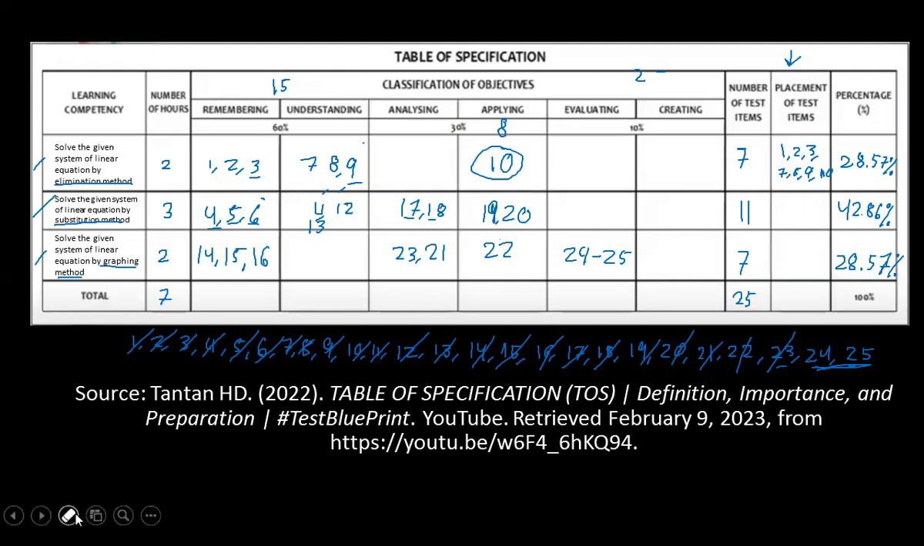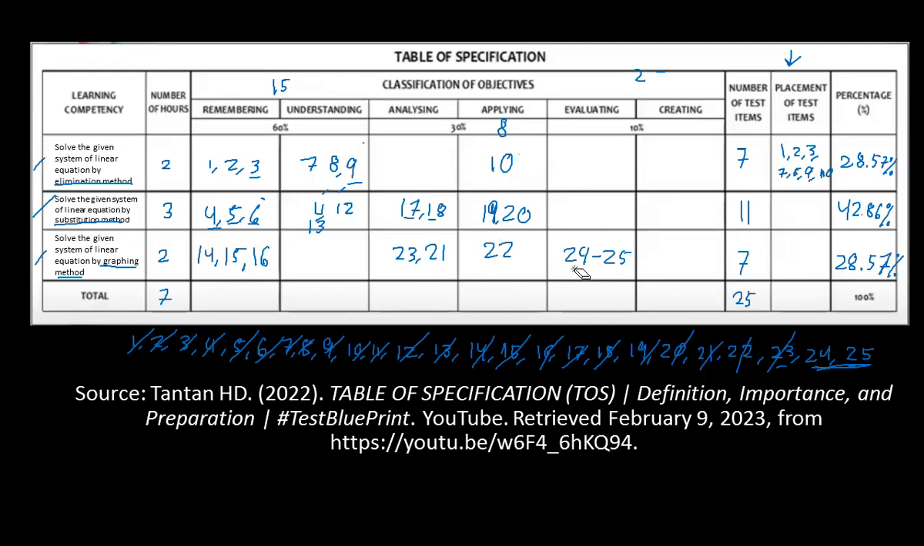Alright? And last but not the least, ganun din ha. The same thing here sa second at third learning competency, which is 14, 15, 16, 23, 21, 22, 24, 25. Ilagay mo lahat sila dito. Okay? So yun, that's it. That's how you make a, what do you call this one? A table of specification. At least now, alam mo na kung anong nilalagay mo dito or anong questions at least ilalagay mo dito.